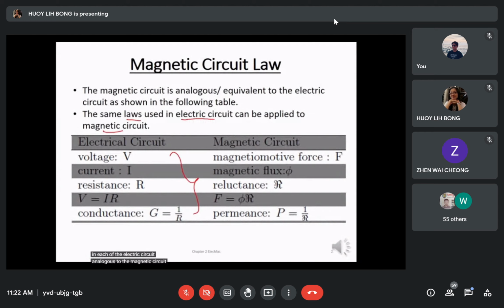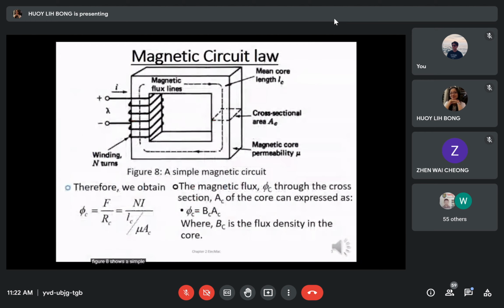Figure 8 shows a simple magnetic circuit in which a current is supplied to a winding on one of the magnetic core legs. The N and I will create a magnetomotive force F. And this enables the flux to flow inside the magnetic core structure.